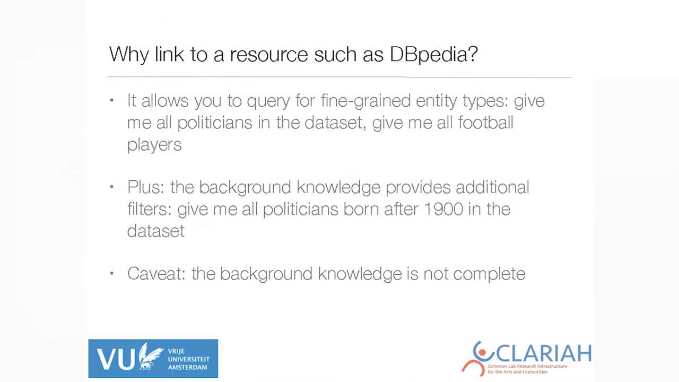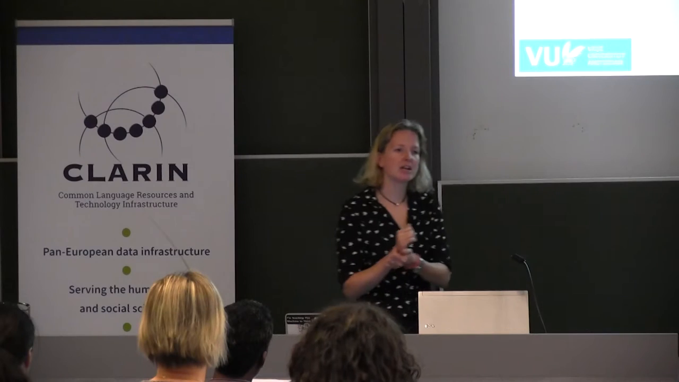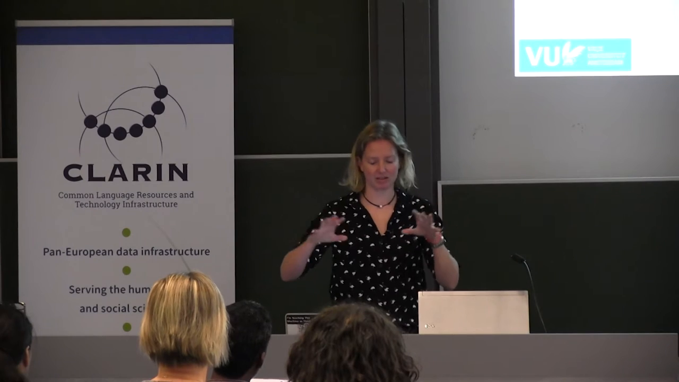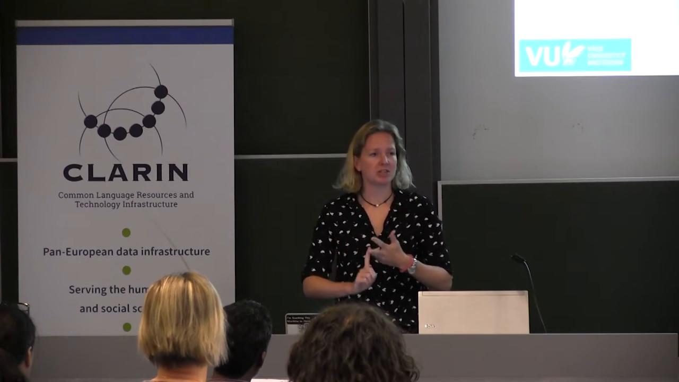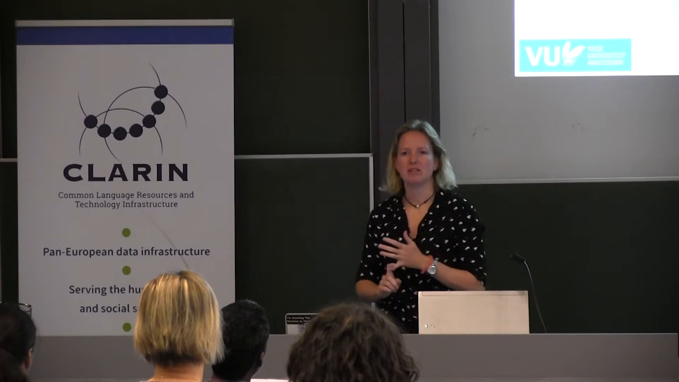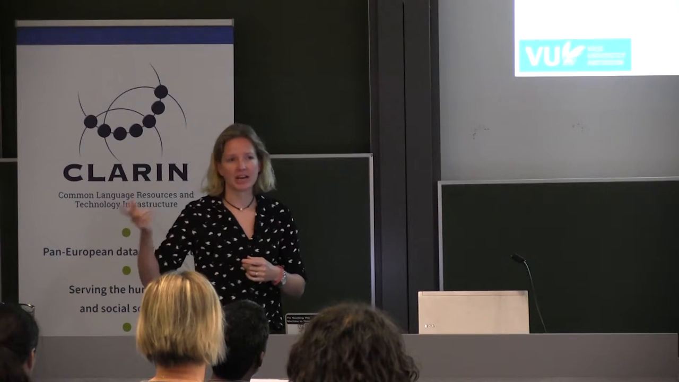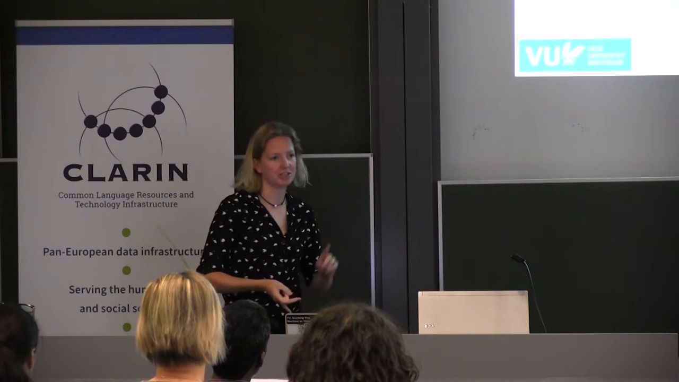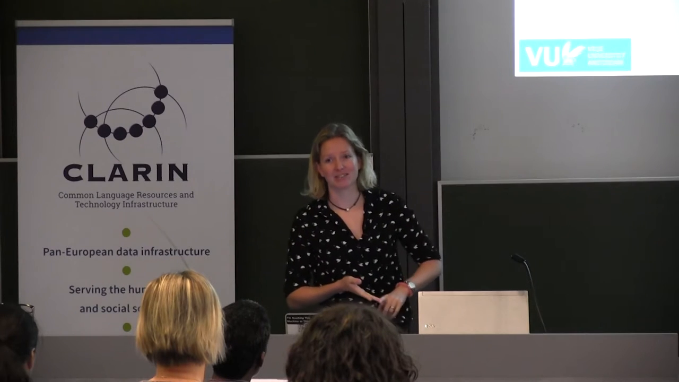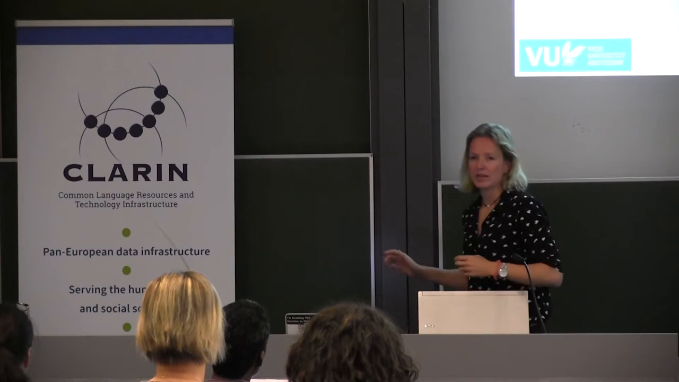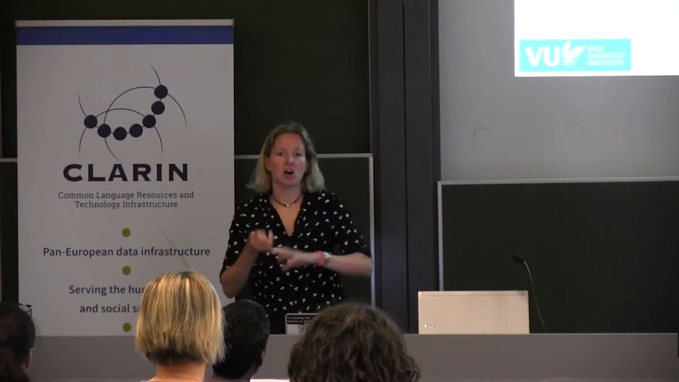So why do I want to do this? Well, it allows you to do more fine-grained querying. Most entity recognizers only recognize 3 or 4 types of entities, or maybe 7. Those are the standard things: person, location, organization, maybe miscellaneous, and maybe a few subdivisions there. But DBpedia has 600 and something classes. It has politicians, it has actors, it has a class for adult actors. It has newspapers, football players, different car companies.